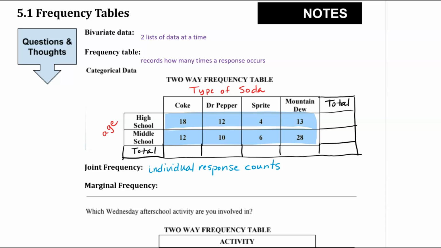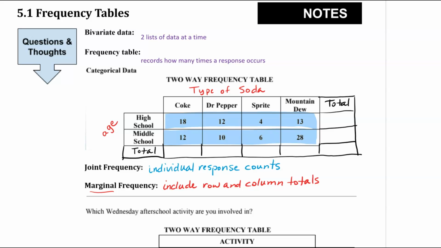If we add a row and a column to total up the rows and columns of our joint frequency, then we have a marginal frequency. The marginal frequency just gives us a total of each row and column. Basically, we're putting the totals of our rows and columns in the margins of the table, and that's why it's called marginal frequency.